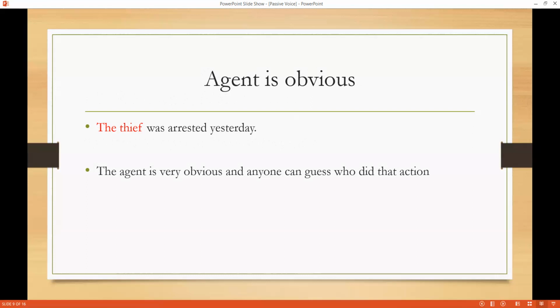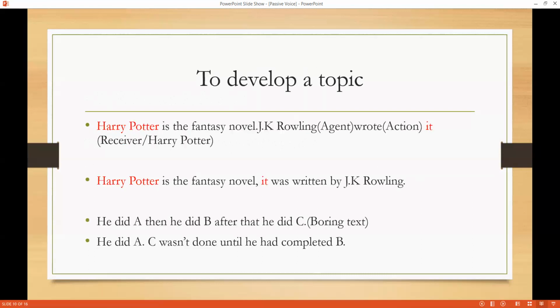That's why we are saying the agent is obvious, and that means that the agent is clear and anyone hearing the sentence can immediately guess who did the action. So we can leave out the agent and we can write the sentence in a passive voice when the agent is obvious.